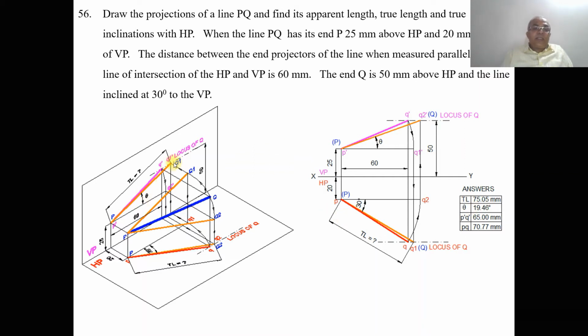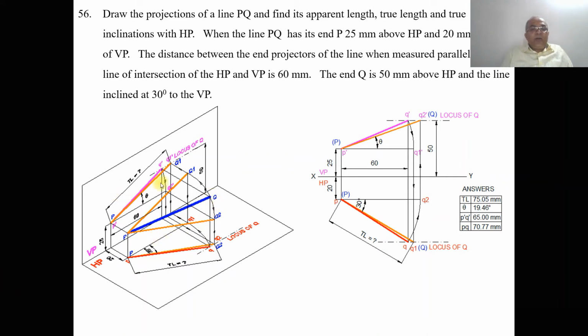Once you get the true length, as we know that it is 20 mm in front of VP when you look from the top view, P capital Q1 is the line which is the true length. So here this line is in true length. What we can do now, we have the locus of Q here. With P as center, taking the radius of PQ1, you rotate it such that this Q1 is going to come and touch the locus of Q here. So you will get this point here. This point is going to be capital Q.